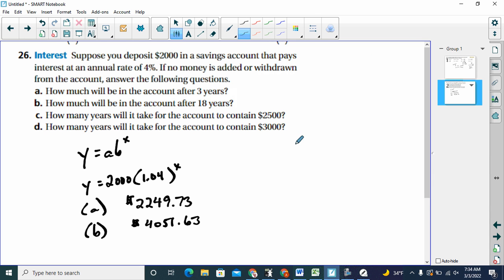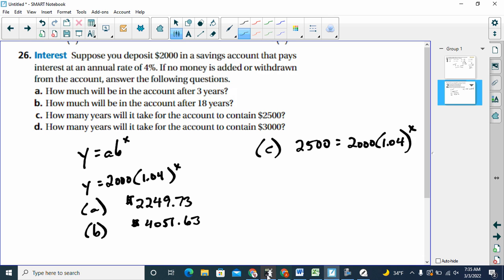Part C asks, how many years will it take for the account to contain $2,500? So in part C, we want our final amount to be $2,500. So I'm going to plug 2,500 in for my y, and we want to solve for x. We have x up in our exponent. We have not yet talked about how to solve an exponential equation when we have that x in the exponent, but we do have a couple options available to us.